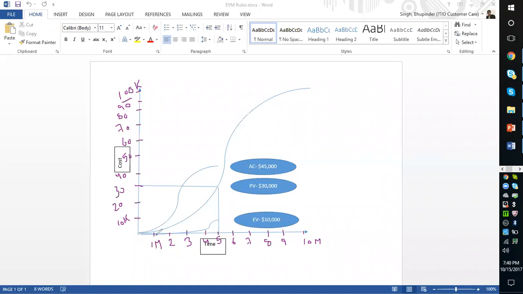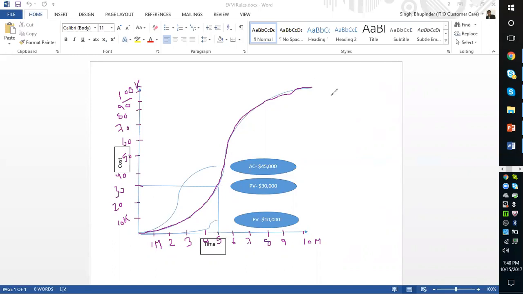In 1 month, I plan to spend... So the first line that we have drawn over here is my plan line. This is what I planned in the beginning. So I planned that in 1 month, I should have spent, let's say, around $4,000. In 2 months I plan to spend $10,000. In 3 months I plan to spend 10,000. In 4 months I plan to spend around 20K. In 5 months I plan to spend 30K, and so on.